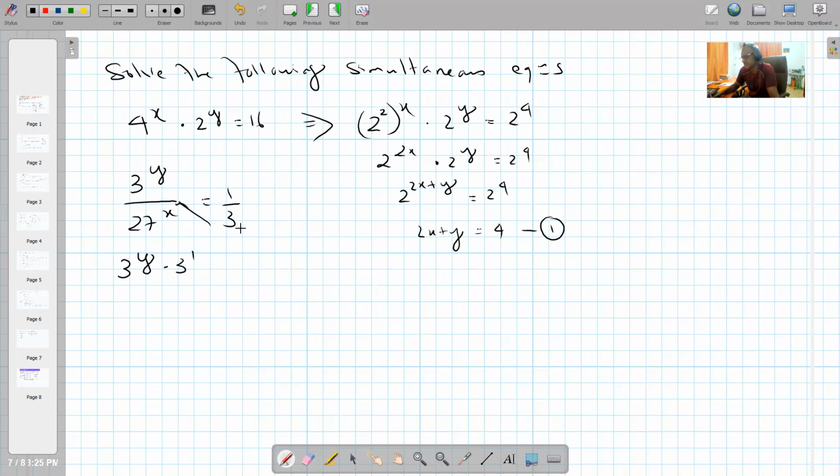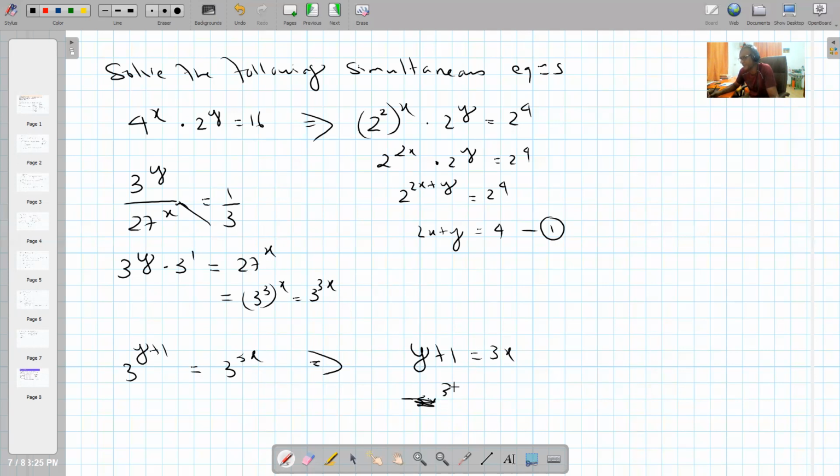Here, 3 to the power of y, we cross multiply, times 3 to the power of 1, because 3 is 3 to the power of 1, is equal to 27 to the power of x, which is equal to 3 to the power of 3, to the power of x, which is 3 to the power of 3x. Again, multiply numbers of the same base, we add the powers: 3 to the power of y plus 1 is equal to 3 to the power of 3x. We equate the powers: y plus 1 is equal to 3x. Moving y to the other side, 3x minus y is equal to 1.